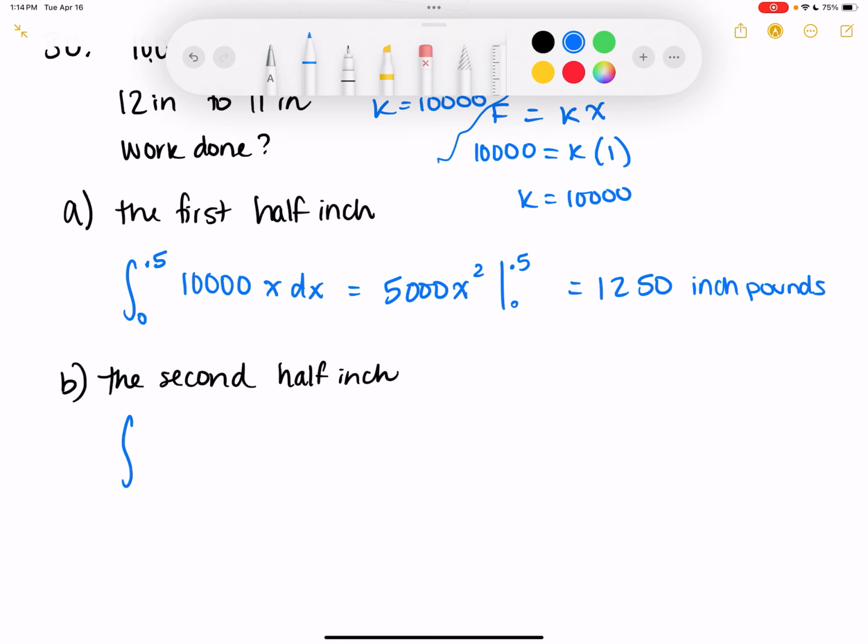Alright, the second half will be 0.5 to 1 of 10,000 x dx. Nathan, do you want to try the integral of this one again? No thanks. It's the same thing. 5,000 x squared from 0.5 to 1. So if I plug in 1, what do I get?